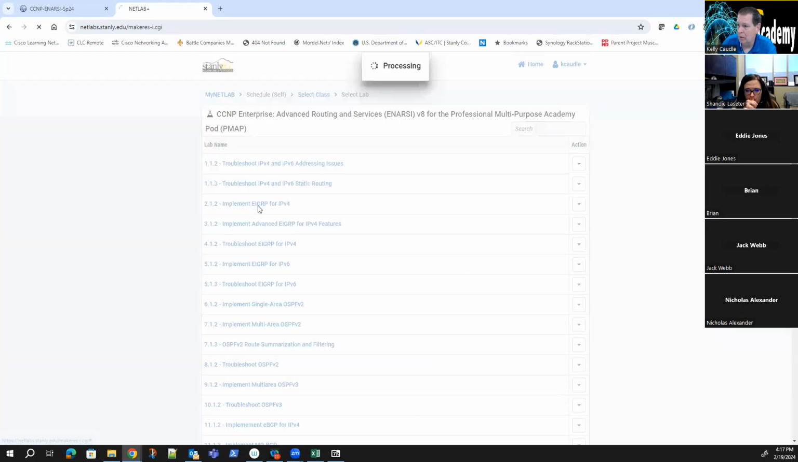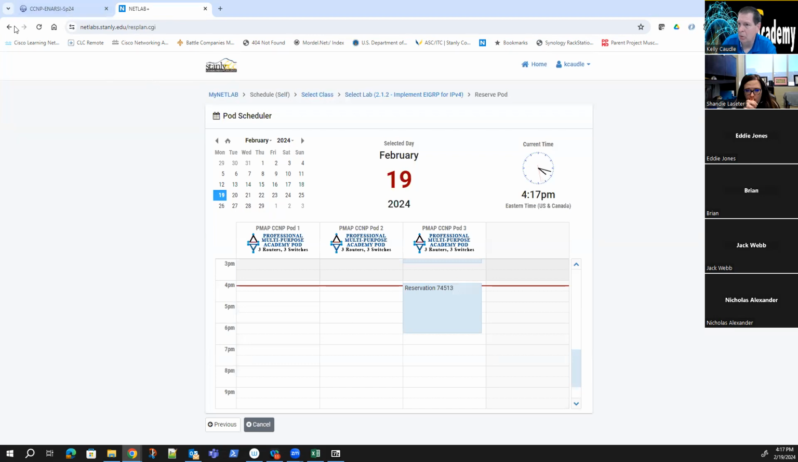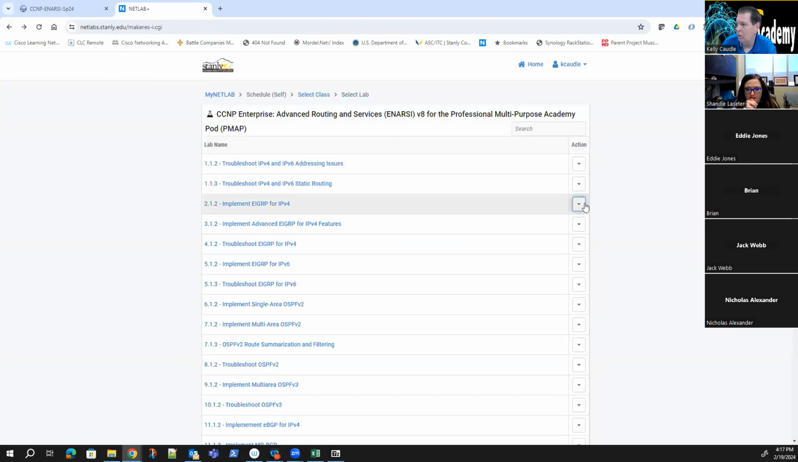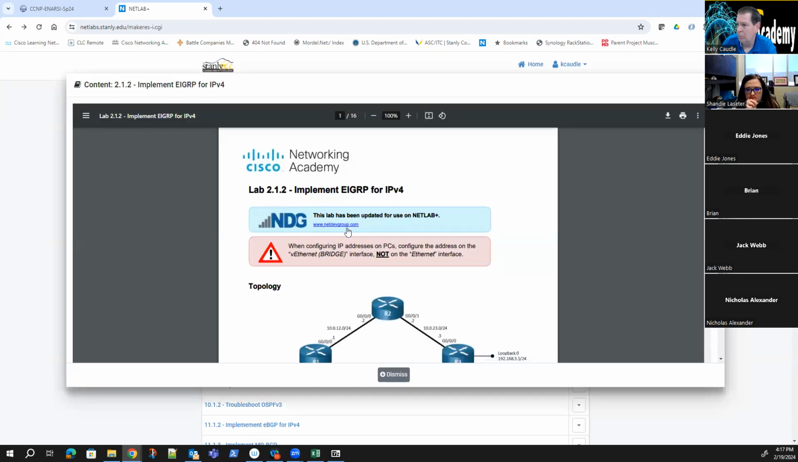But like this one here, implement EIGRP. Actually, I'm going to go back and just pull the lab up itself. By the way, you can always go in here and look at the lab, preview the lab. But this one's implement EIGRP.